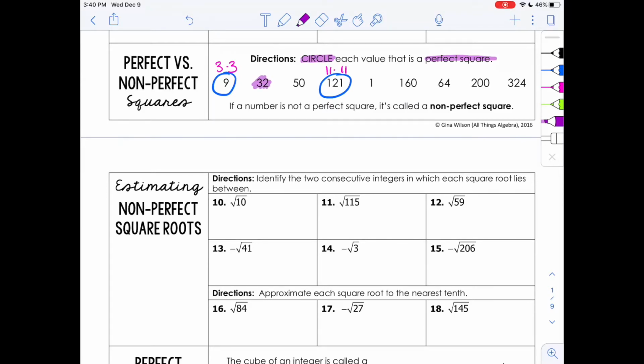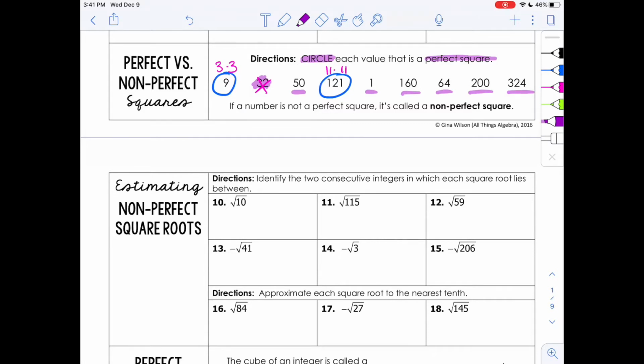32 would not be a perfect square because there's not one whole number we can multiply by itself to get 32. Go ahead and highlight 50, 1, 160, 64, 200, and 324.